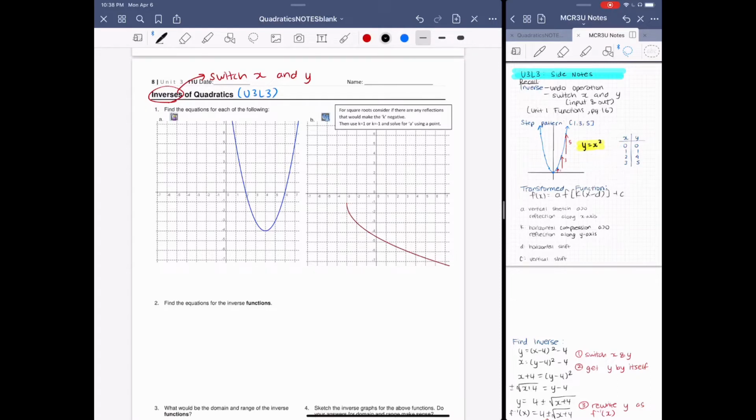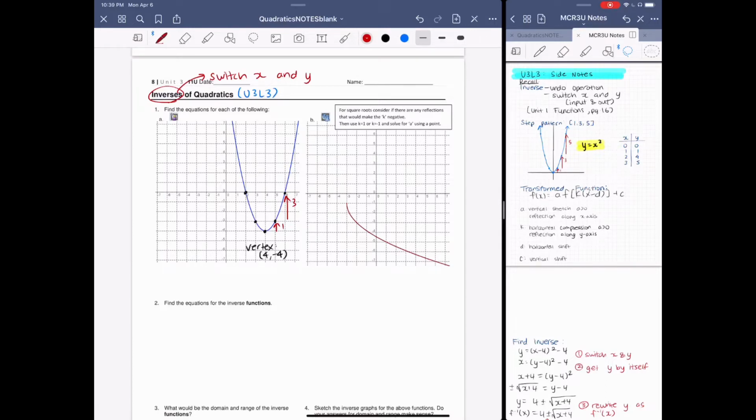And so for question 1, it says find the equations for each of the following. So I'm going to try to identify some key characteristics. First off, it's a parabola, it's a quadratic. Noticing that there is a vertex that I can tell, and the x-intercepts as well. So the vertex is 4, comma, negative 4. I'm noticing that there is a step pattern to it, 1, 3.